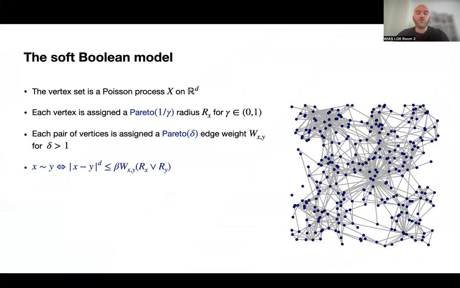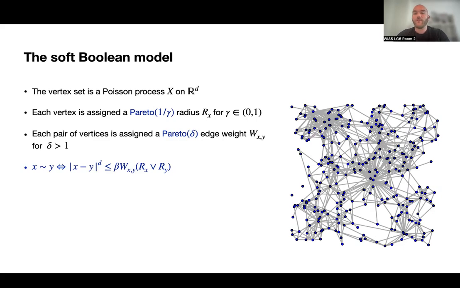First, to each vertex of the Poisson process, we assign a Pareto distributed radius with some tail exponent 1 over gamma, where gamma is in between 0 and 1, so that 1 over gamma is always larger than 1, and the radii have finite first moment. And the closer gamma is to 1, the more heavy-tailed the radii are.